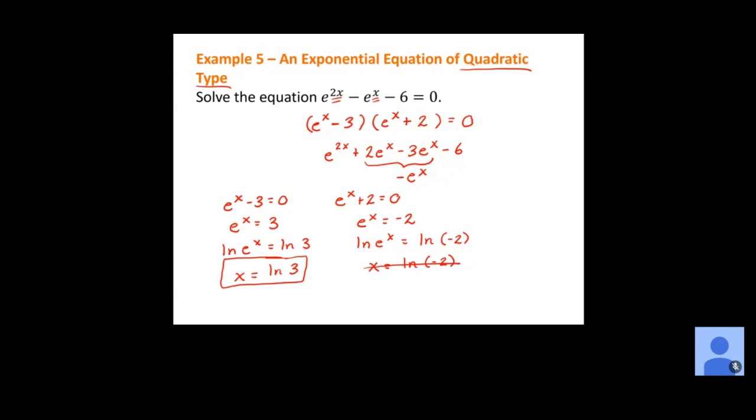So just keep that in mind. If you ever get a log or a natural log or a base 2 log, it doesn't matter what kind of log it is. If it's a log of a negative value, it's undefined, and so we only want to take the x equals natural log of 3 in this case. Any questions there?